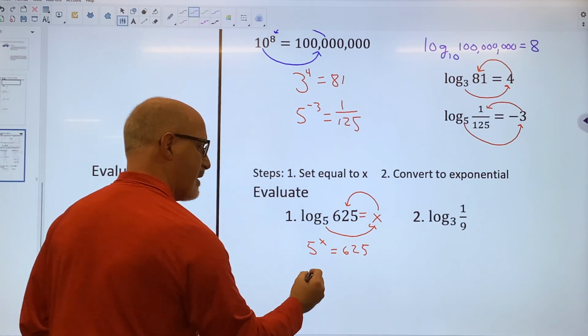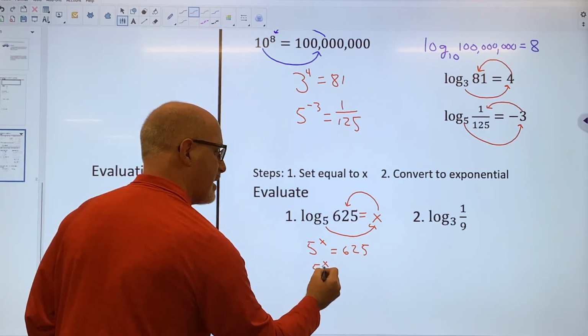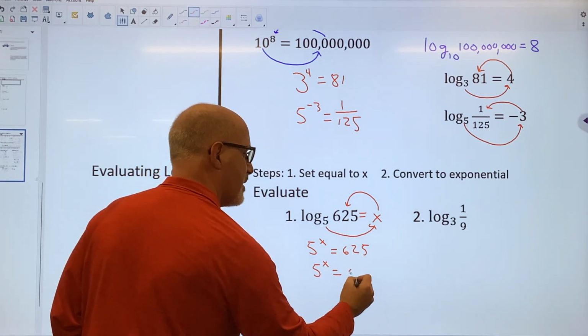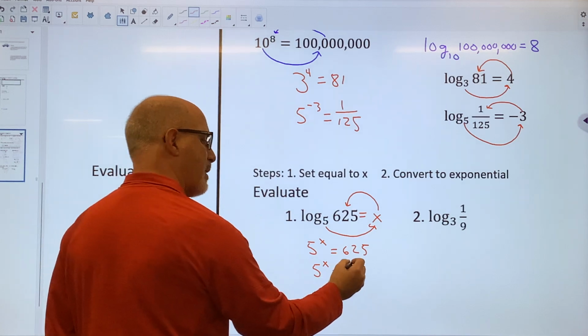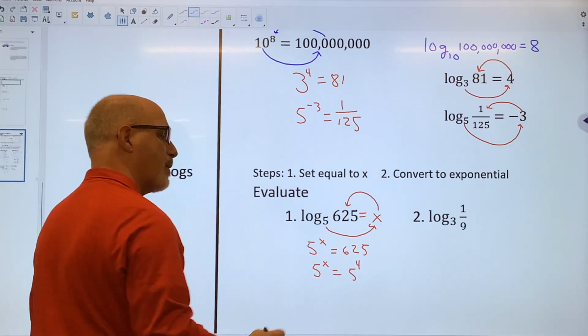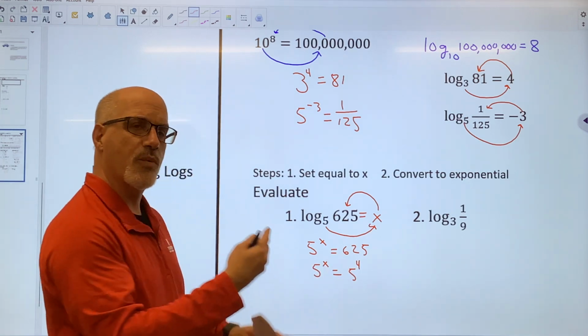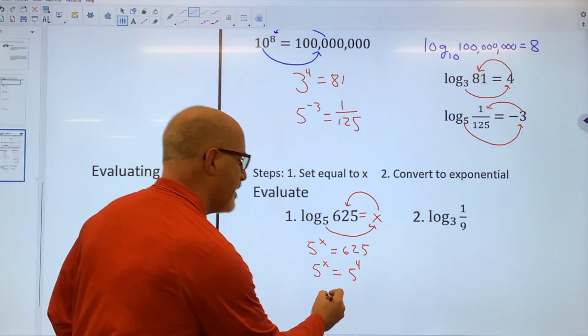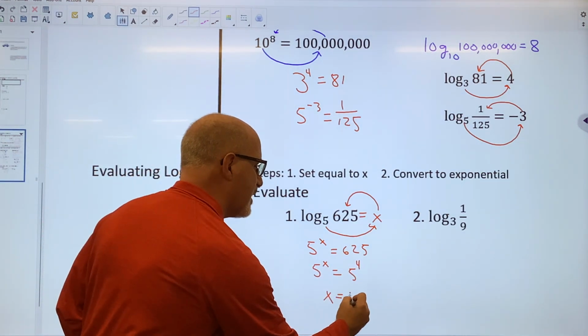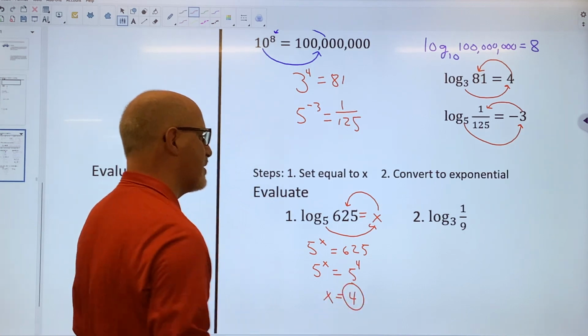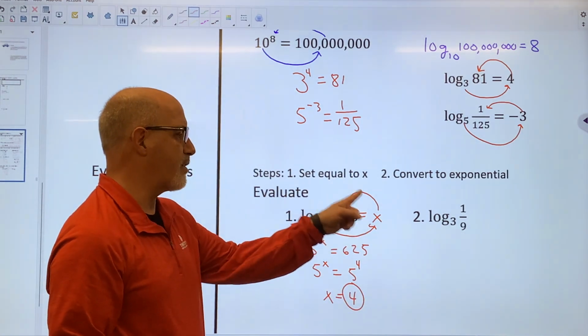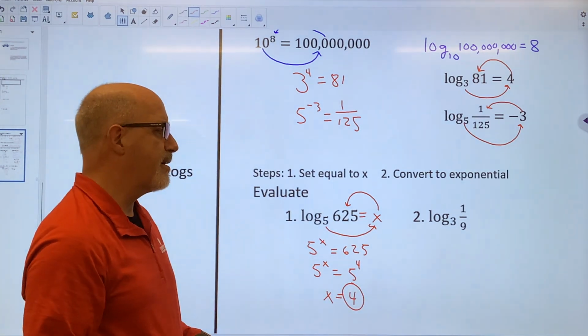Now I'm going to get the same base on both sides. Remember, that's what we do in order to solve. If you can get the same base, so you do 625 is 5 to the 4th. And then once you get the exponential with the same base on both sides, you can set the exponents equal, so the answer is 4. 5 to the 4th equals 625.